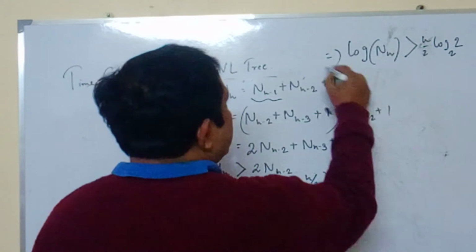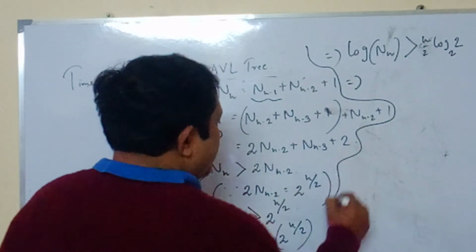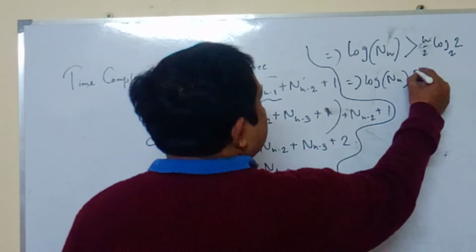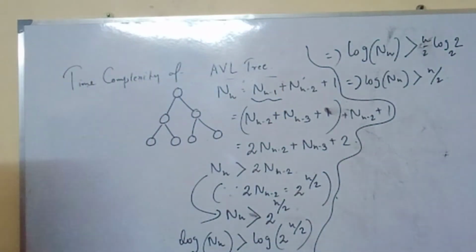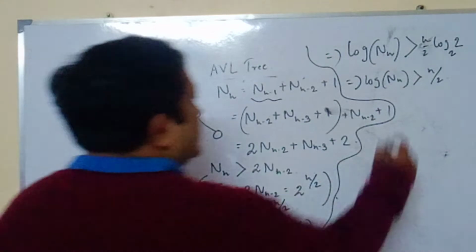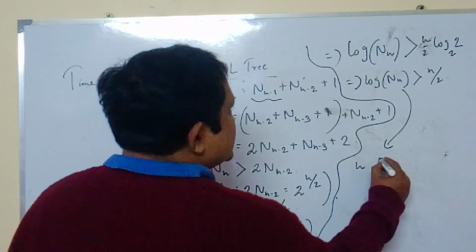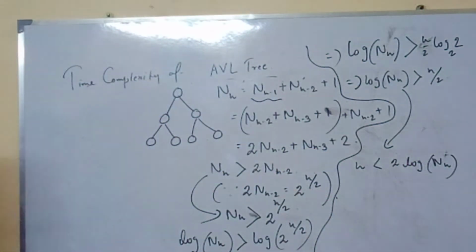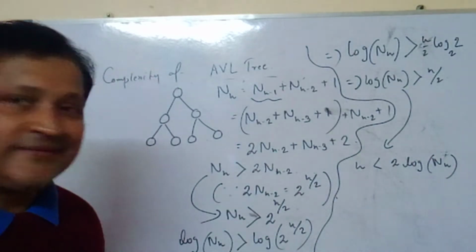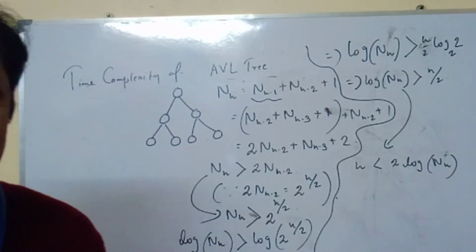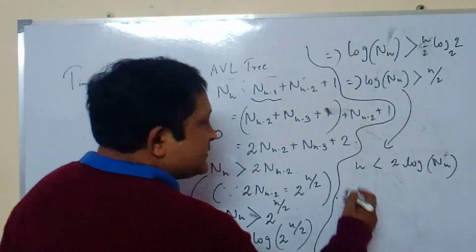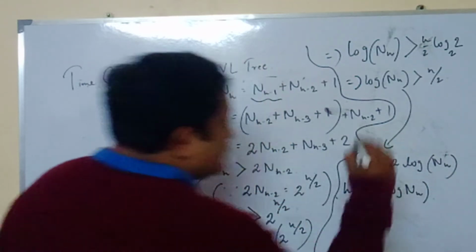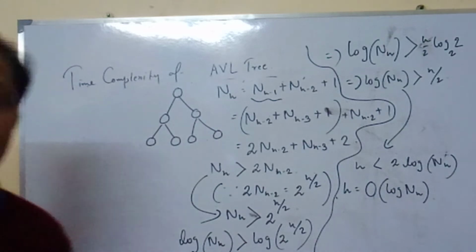So we say log n h is greater than h by 2. From here we can write, h is less than 2 log n h. The height is less than 2 into log n h. So by approximation we can say the height is equal to order of log n h.